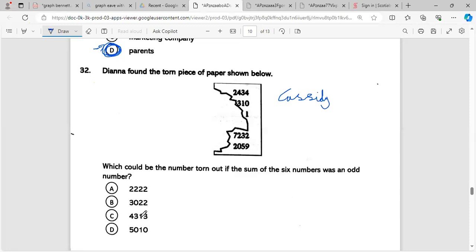But remember, this is what the question says. It said, which could be the number torn out if the sum. So that means when they add up all the numbers, you're supposed to get the odd number. They didn't say it was an odd number missing. They said the sum of the 6 numbers. So whatever the numbers are, they add it up and they get an odd number for the answer.